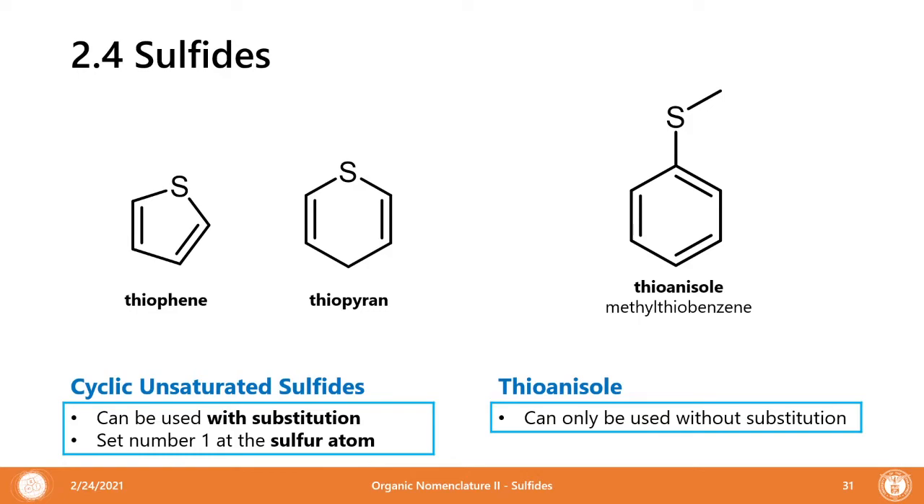Here are some cyclic unsaturated sulfides. We have thiophene and thiopyran. Their counterparts are furan and pyran in cyclic unsaturated ethers. They can also be used with substitution as long as you set the number 1 at the sulfur atom. And likewise, we also have a counterpart of anisole from the ethers, thioanisole, having a methyl thio group, which can only be used without substitution.